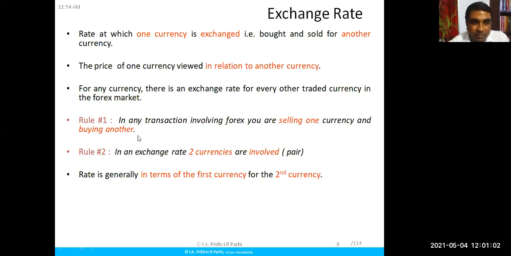In any transaction involving forex, you are selling one currency and buying another. That concept you have to remember. When you talk about any transaction involving foreign currency, you have to remember you are selling one currency and buying another currency.